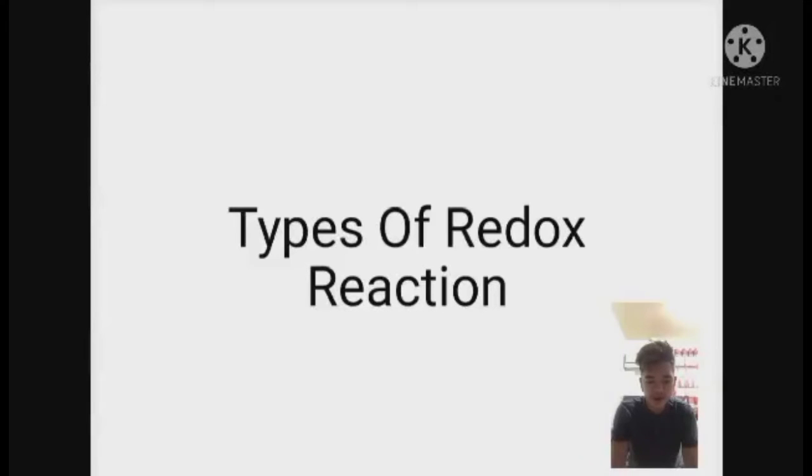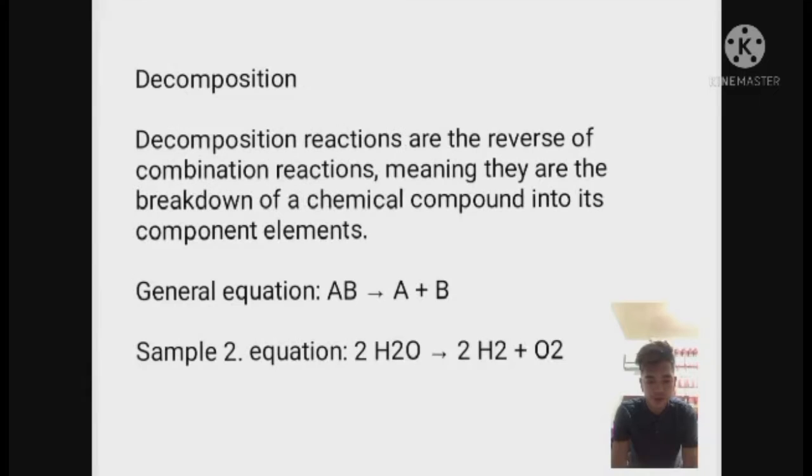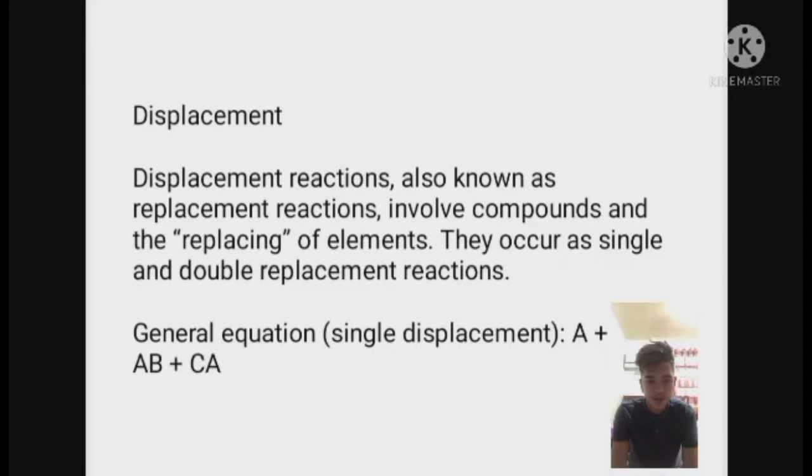Types of redox reaction. Combination. Combination reactions combine elements to form a chemical compound. As usual, oxidation and reduction occur together. Decomposition. Decomposition reactions are the reverse of combination reactions, meaning they are the breakdown of a chemical compound into its component elements. Displacement. Displacement reactions, also known as replacement reactions, involve compounds and the replacing of an element.